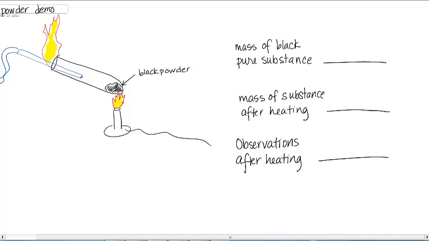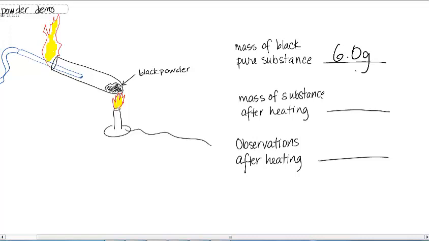And I have this black, pure substance. Okay? We actually would take a mass. I'm not going to. I'm going to make up a mass. I'm going to pretend I have 6 grams of this black pure substance. Yes, I totally made that up.